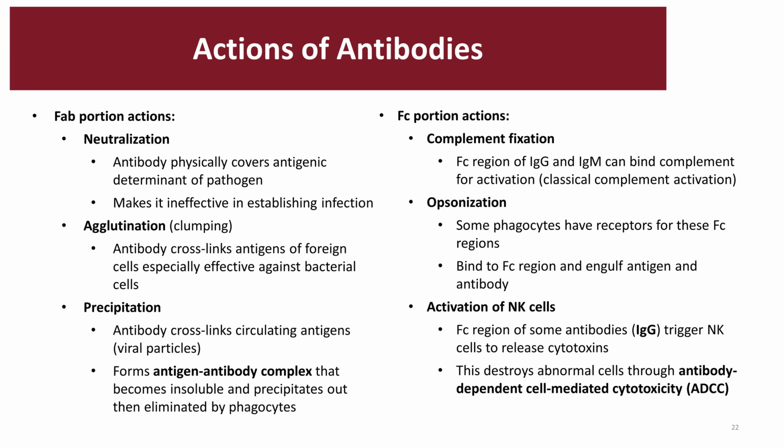Opsonization. This occurs when the Fc portion of the antibody makes the antigen much more attractive to phagocytic cells and more aggressive. And then the activation of NK cells also occurs. These are called natural killer cells. They're triggered by IgGs, which could then release cytotoxins to kill off bad cells. This process is called the antibody-dependent cell-mediated cytotoxicity, ADCC.